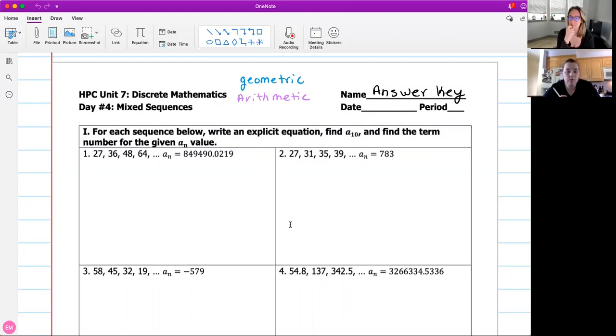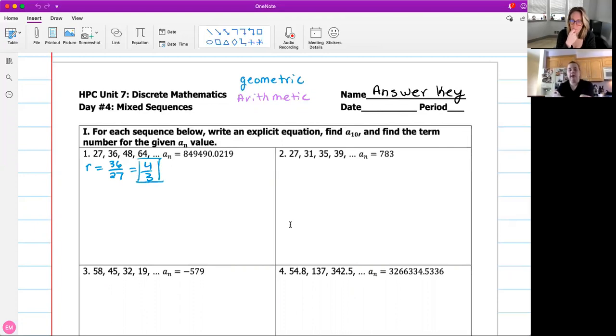To find out what our r is, our common ratio, let's divide the second term by the first term. So r is equal to 36 divided by 27. And then of course we have to simplify. It's 4/3 when you simplify it, and that is our common ratio. And we can see that it's a geometric sequence.